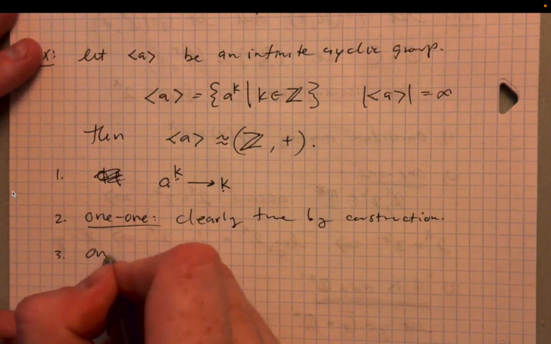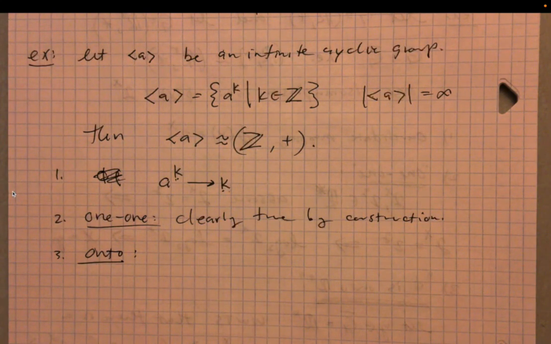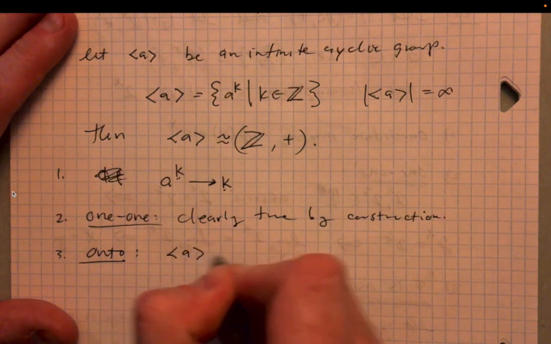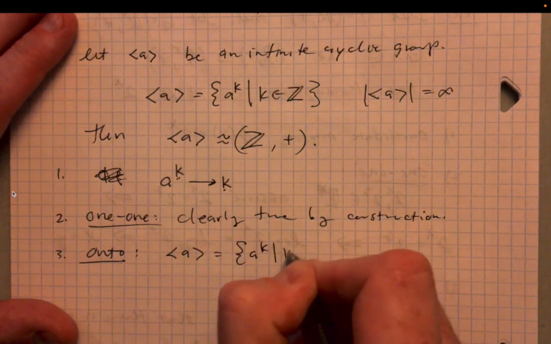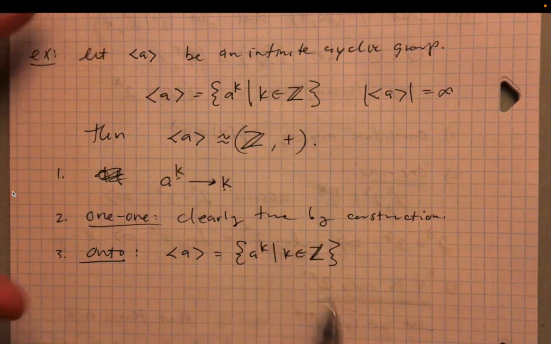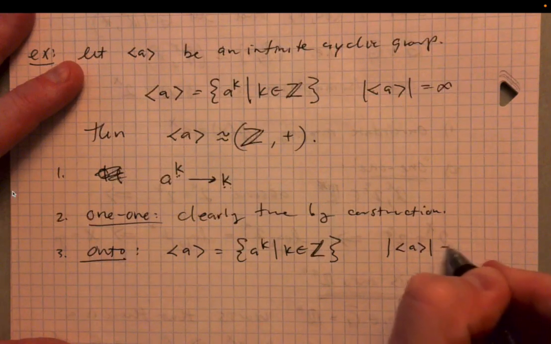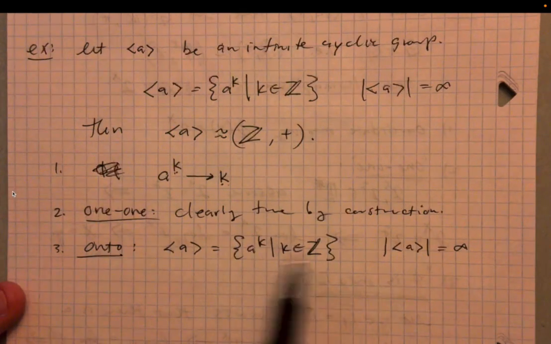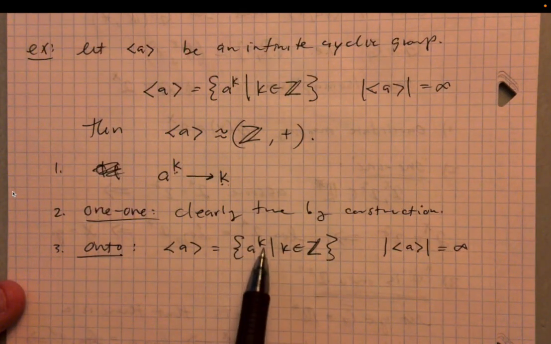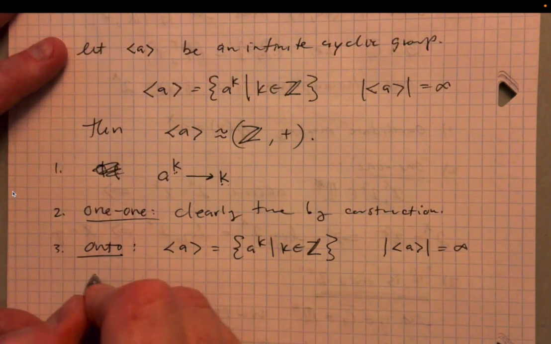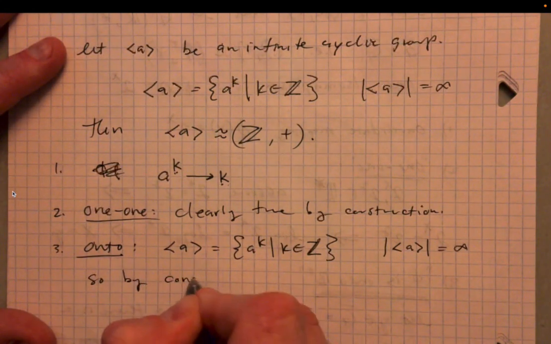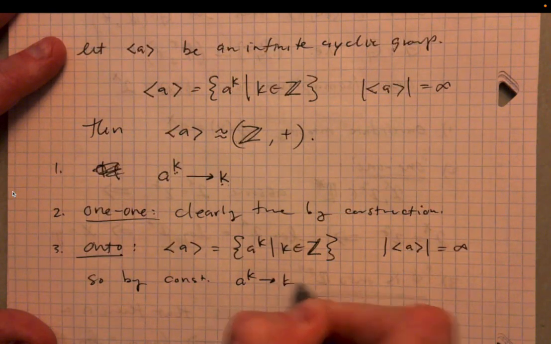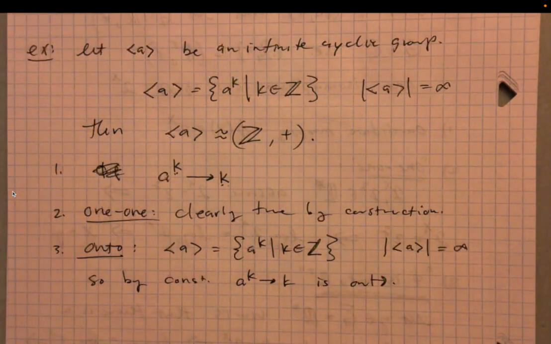Is it onto? Yes, also onto. Because remember we said A was equal to a to the k power such that k is an integer. The implication, and the fact that the order of a is infinite, is that every integer is going to be used. So every integer, all integers. Again by construction, the mapping is onto. So we have one-to-one, we have onto.